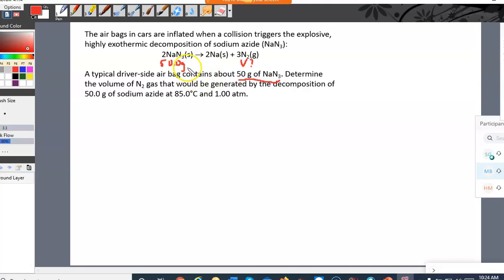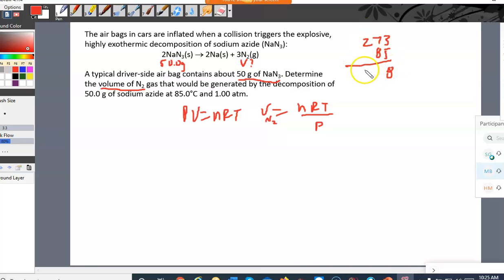Okay, so with 50 grams, I'm trying to figure out how much nitrogen is produced, the volume of nitrogen. All right, so we know that PV equals nRT, so V equals nRT over P, and this is of nitrogen. So that's what I'm looking for, the volume of nitrogen gas. All right, so R, I know what R is. I know what the temperature is. It's 85. Remember, you have to convert that to Kelvin. So 273 plus 85 is 358. And then our pressure is 1 atmosphere. The only thing is the moles, the n.